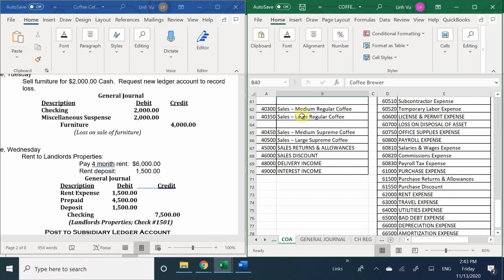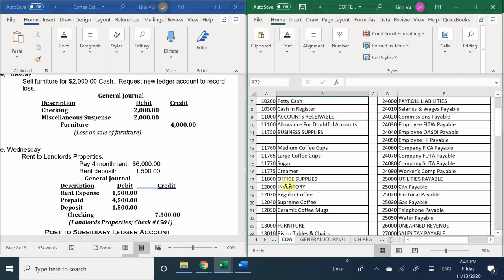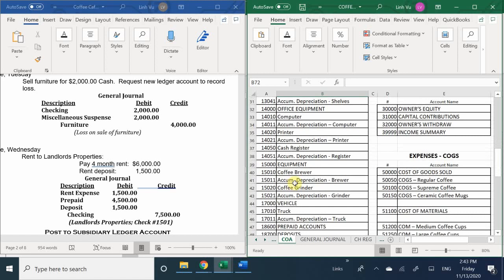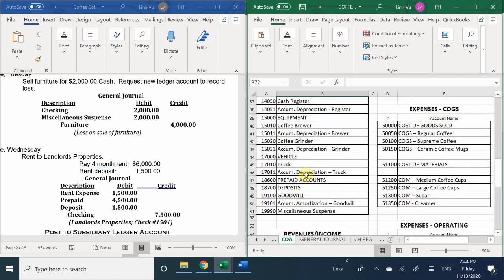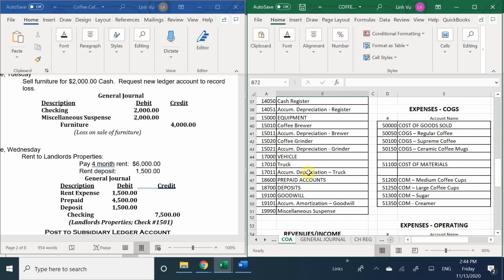Okay, good. And then my prepaid account. So this is the same thing as prepaid rent. What do you know about a prepaid rent or prepaid insurance? Things like that. What are those? Assets, yes, but more specifically, they're intangible, right? Can you touch rent? No. So let's go find it.